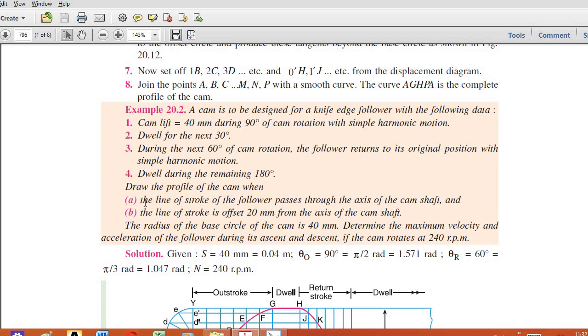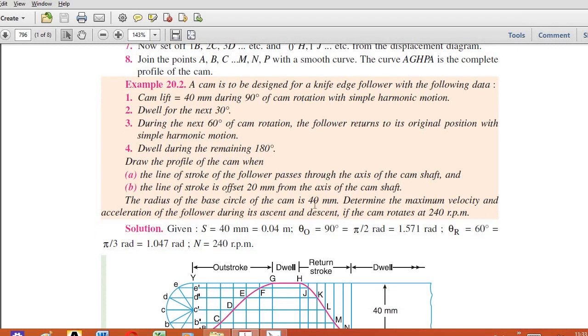So there are two parts in this problem. One, we have to draw the profile for the inline cam, and the other, we have to draw the profile for the offset cam. Okay, so the radius of the base circle of the cam is 40 mm. So it is the base circle they have given, so it is 40 mm.